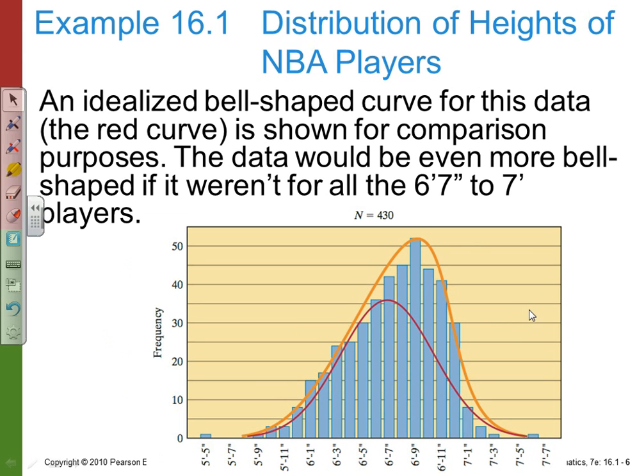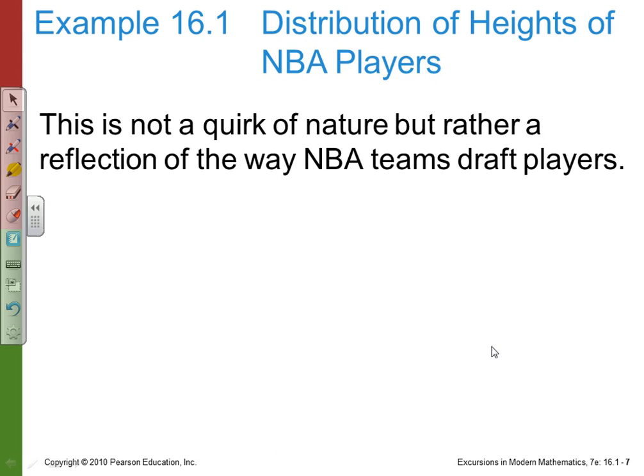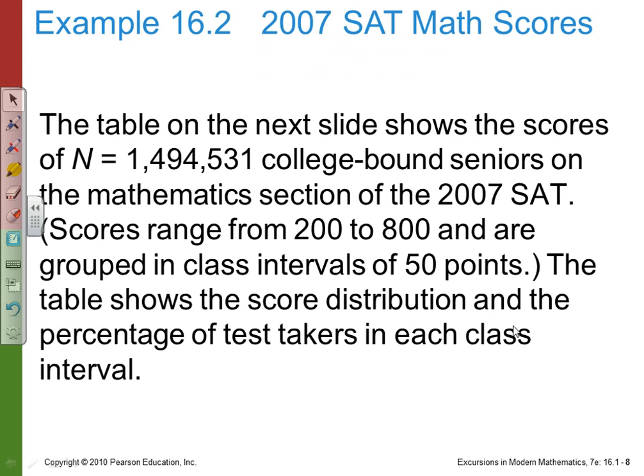Isn't that nice? An idealized bell-shaped curve of the data would be in red. So I'd be red, and I'd hit some mean, and I'd have half the guys on one side, half the guys on the other side, and that would be a normal curve. NBA players are not normal. It's not a quirk of nature that NBA players aren't normal.